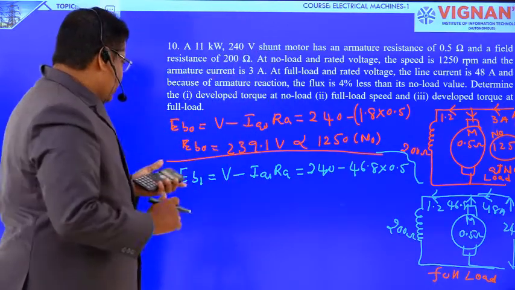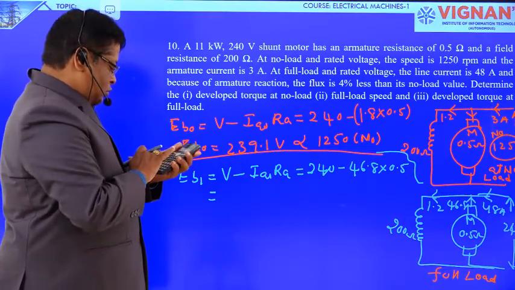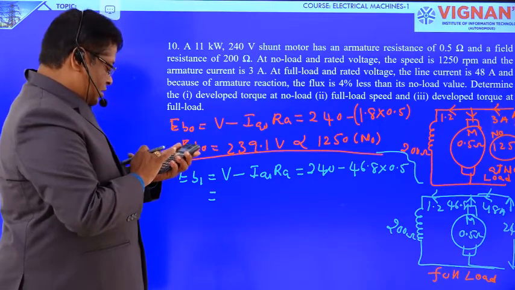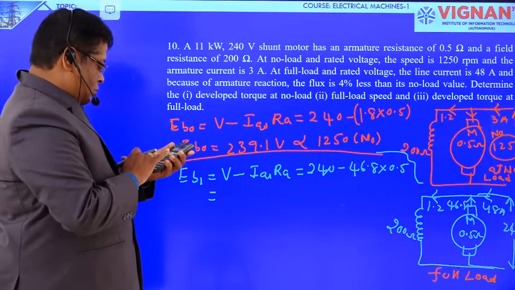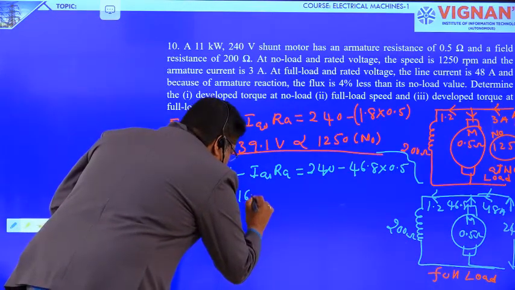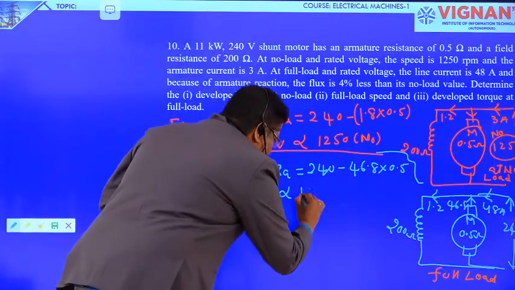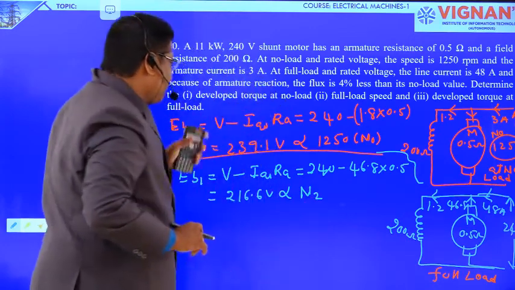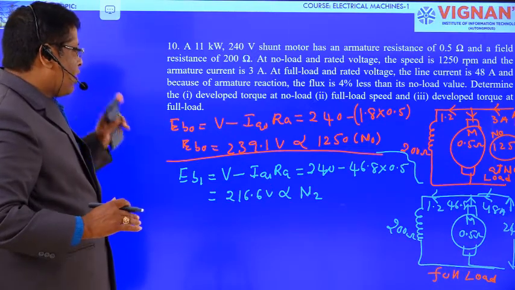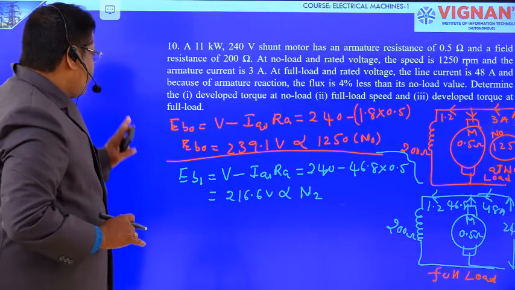If we calculate and simplify this value, we get the voltage 240 minus 46.8 into 0.5, which gives 216.6 volts. This is proportional to N2, nothing but the speed of the motor at full load, which we do not know yet. That we have to calculate. See here, this is the back EMF.